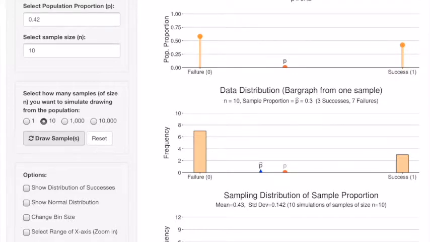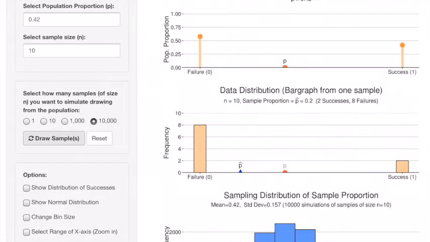And we can see the shape starting to form. So now I'm going to take 10,000 and get that. These are all p-hats, every time I take a sample. Now, remember, this sampling distribution is a theoretical thing. This is a simulated sampling distribution, but it's not perfect.